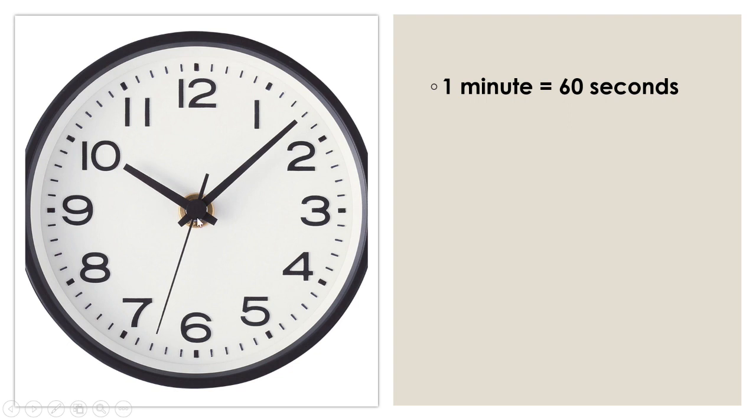This small thick needle is called an hour's hand. It denotes how many hours have passed. The big thick needle is called the minute's hand. This needle denotes how many minutes have passed. And this very thin needle, which is quite long, is called the seconds hand.